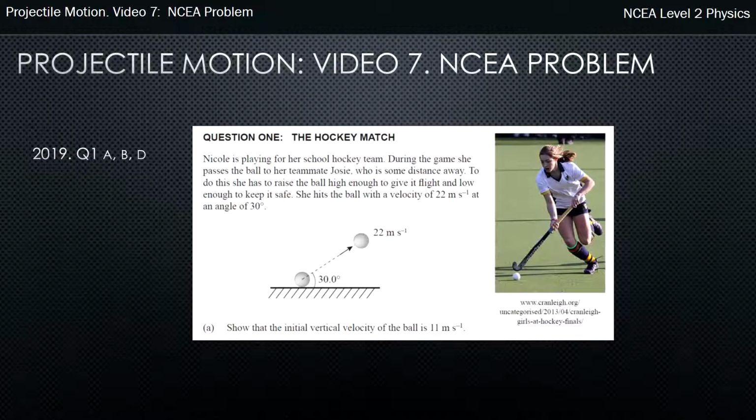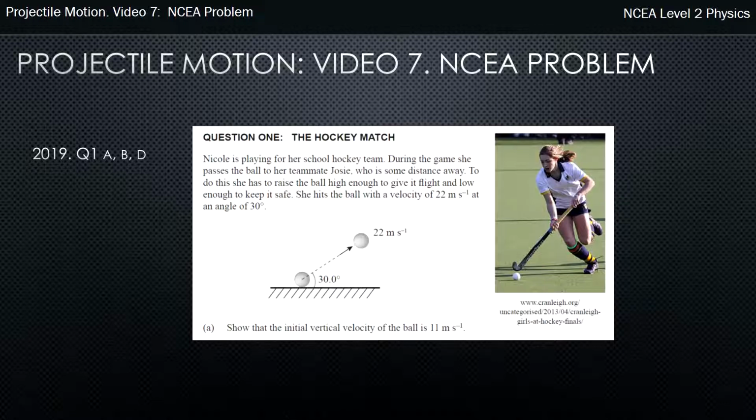Hello, this is Mr. McGovern, and this is the 7th video in the Projectile Motion series where I am looking at an NCEA problem. The problem I've got here is the 2019 mechanics paper, question 1A, B, and then D as well. So here we have a girl playing hockey, and she wants to hit it to her friend Josie, who's some distance away.